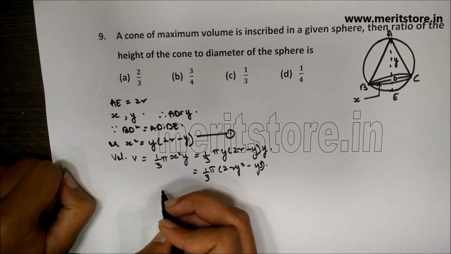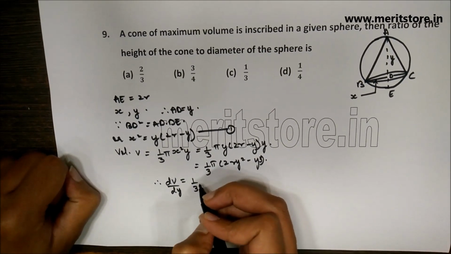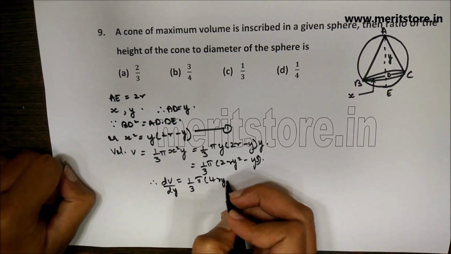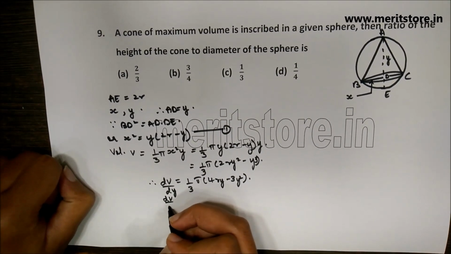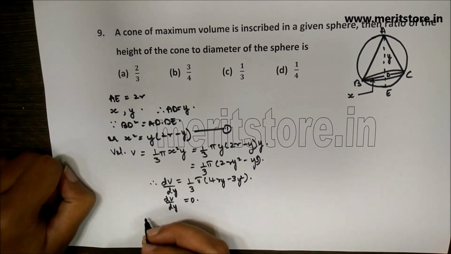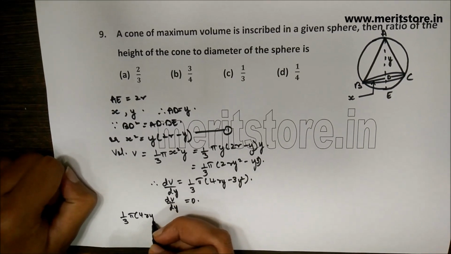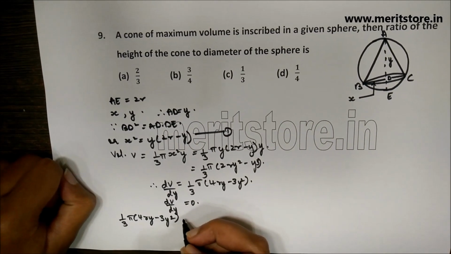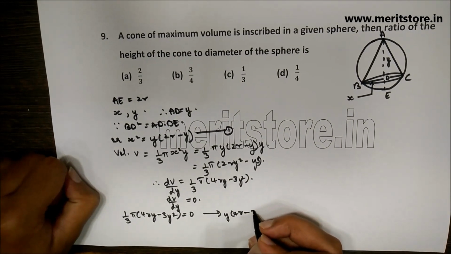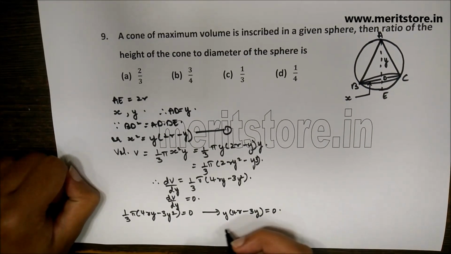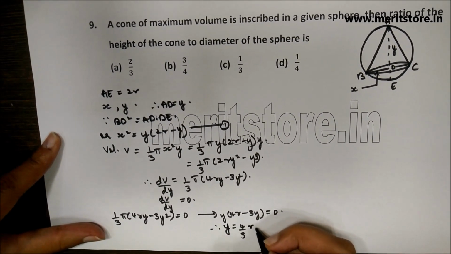Differentiating this with respect to y, we get dV by dy equal to 1 by 3 pi (4ry minus 3y square). Now dV by dy is equal to 0. We get 1 by 3 pi (4ry minus 3y square) is equal to 0. Therefore y (4r minus 3y) is equal to 0. Therefore y equal to 4 by 3 r.